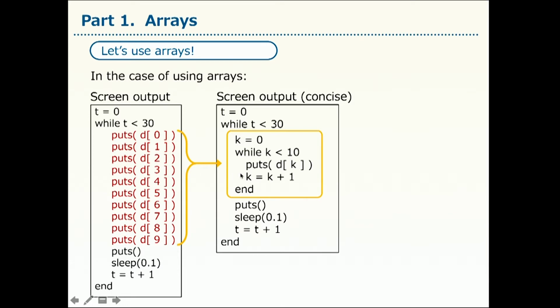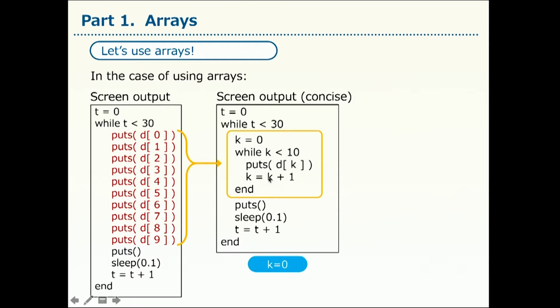Let's have a look. Here we use a variable k for the index of the array. We initially assign 0 to this variable because we want to output from D0. As you can see, there is a loop here. This one is a while statement. Do you remember? For a while statement, while this condition holds, the statements up to end are repeated. In this case, while k is less than 10, these two statements are repeated.